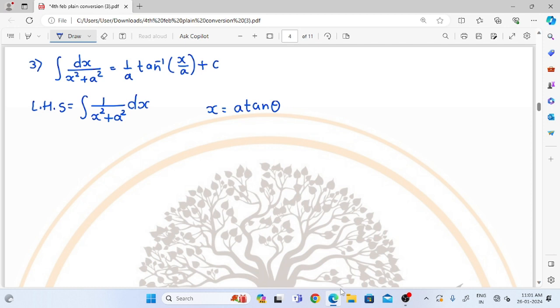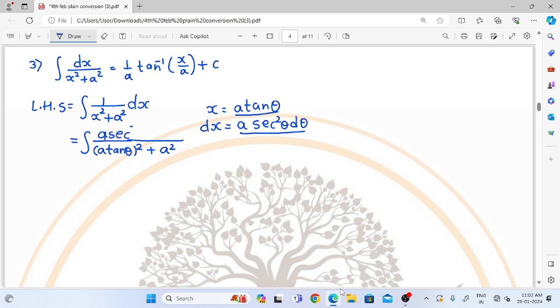If we take the derivative with respect to theta, dx is equal to a as it is, a is any constant, and the derivative of tan theta is sec square theta d theta. So this substitution we will do here. Integration 1 upon x square, so instead of x we take a tan theta, so (a tan theta) raised to power 2, because it is x square plus a square as it is, and dx is in the numerator. The value of dx is a sec square theta d theta, so we take it here, a sec square theta d theta.